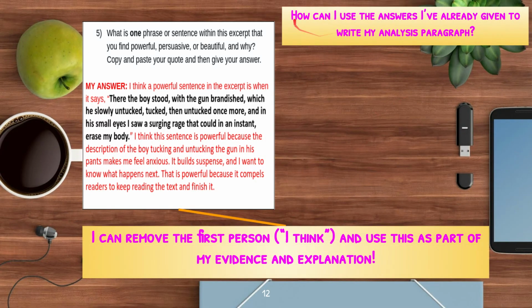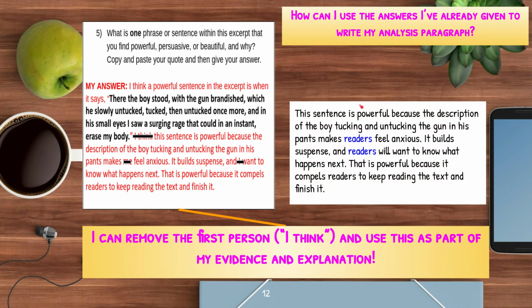Number 5 is that question that explicitly asks you to talk about something you found powerful, persuasive, or beautiful. All I need to do is remove the first person, words and phrases like I think. Then I can use that as part of my evidence and my explanation. Evidence because I've got a quote in there, and explanation because I've explained my answer. So again, I have, I think a powerful sentence, and I think this sentence is powerful because. I would just want to get rid of that.